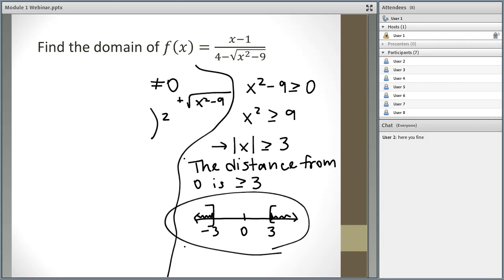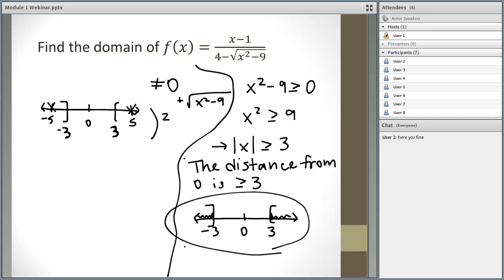Okay, so let me just redraw the number line that we have. Here's 0, here's negative 3, and here's 3. Combining that with what we found earlier, that we can't have 5, I'm going to put an x over 5, and we can't have negative 5. Because remember, that's when the denominator would equal 0. But we can have everything else.